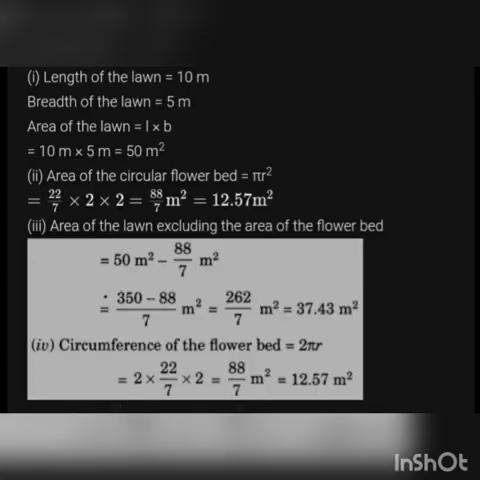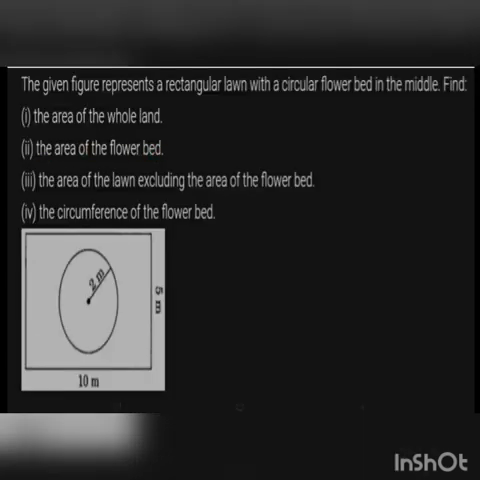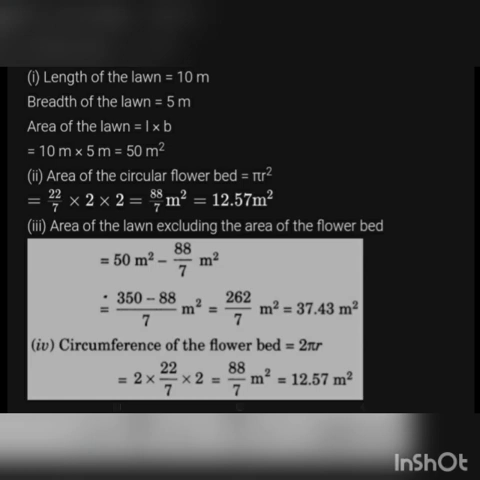Next question. Area of the flower bed, that means only this portion we have to find. It's a circular shape, isn't it? So what is the area of the circle? Pi r square. So r is given as 2. So area of the circular flower bed is equal to pi r square, 22 by 7 into 2 into 2, we will get 88 by 7 meter square, that is 12.57 meter square. So area of the flower bed alone is 12.57 meter square.